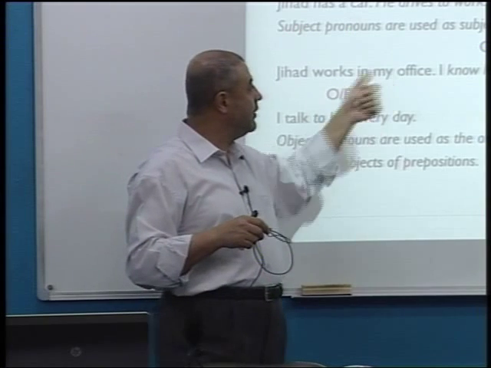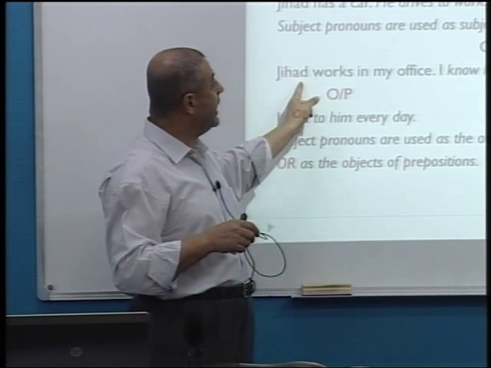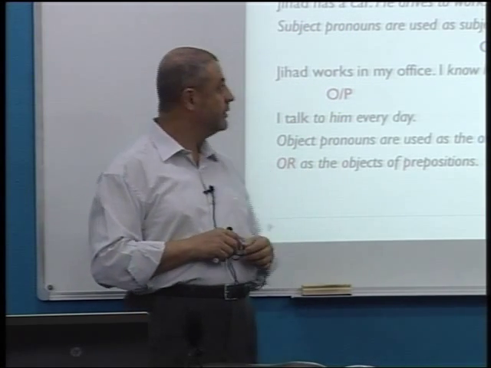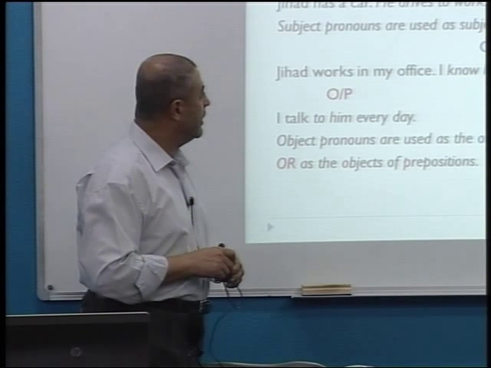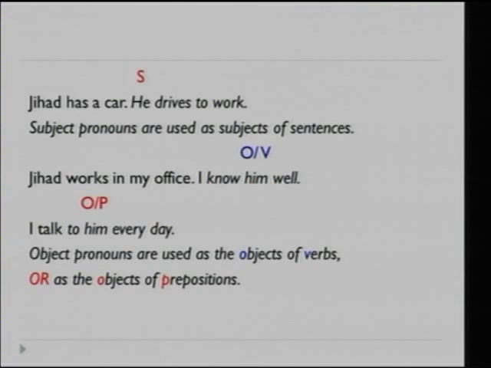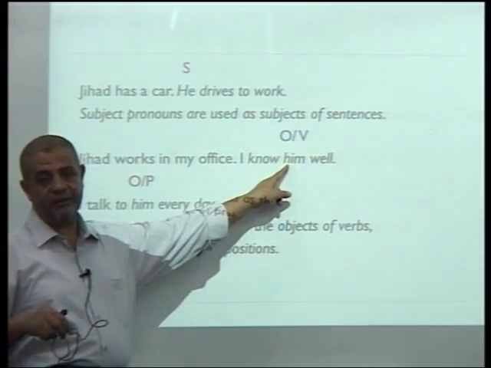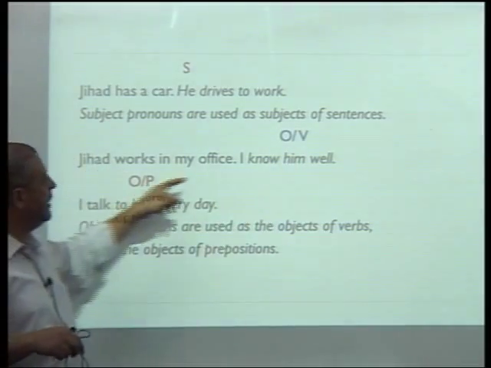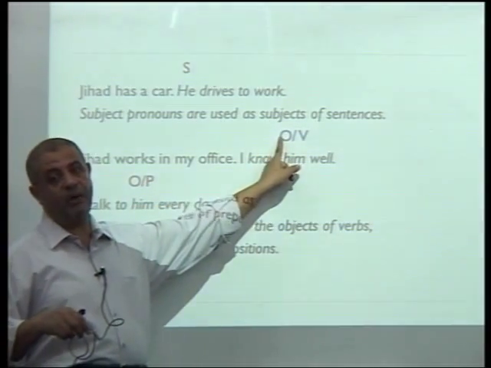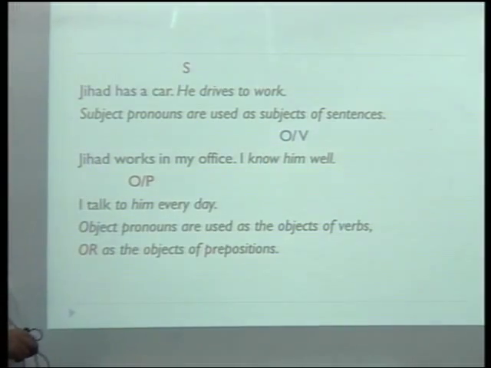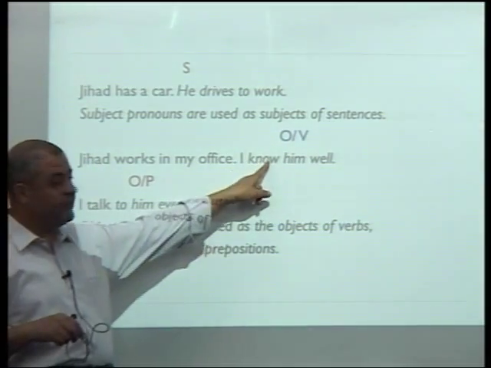Now, look at the other sentence. Jihad works in my office. Where is the object? There is no object. Jihad works in my office. I know him. Him refers to what? To Jihad. Him is the object of what? Of the verb. This is the object of the verb.